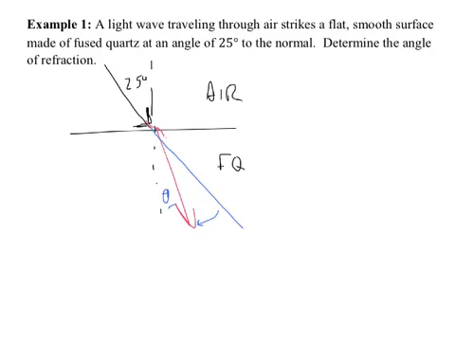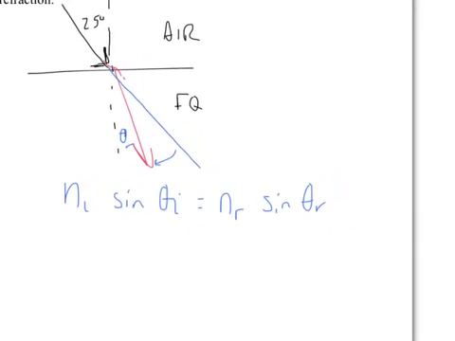So let's use Snell's law. Snell's law tells us Ni sine theta I equals Nr sine theta r. What are my values here? Can somebody tell me what I'm going to plug in for what? And what are we solving for? What's one piece of info that you know? Tristan? Sine 25. So theta I is 25, good. What else do you know?